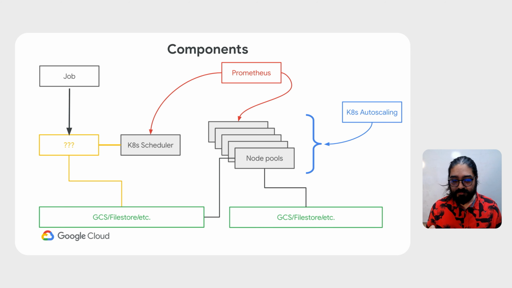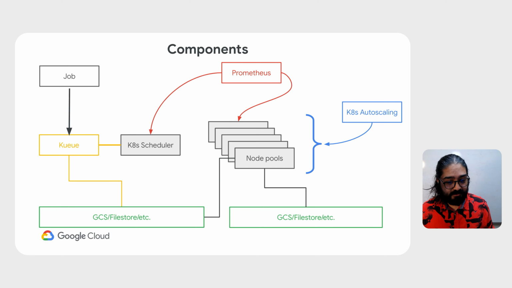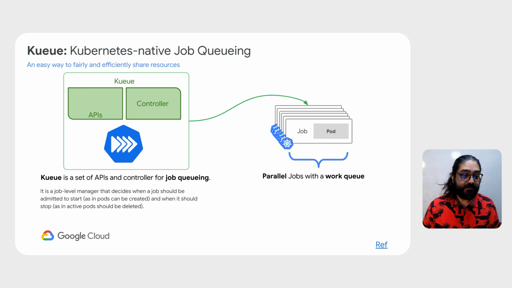Now, the only thing that's really missing is a job queuing system, right? Enter Kueue. Kueue is a Kubernetes-native job queuing system. Mofi, can you tell us a little more about it?